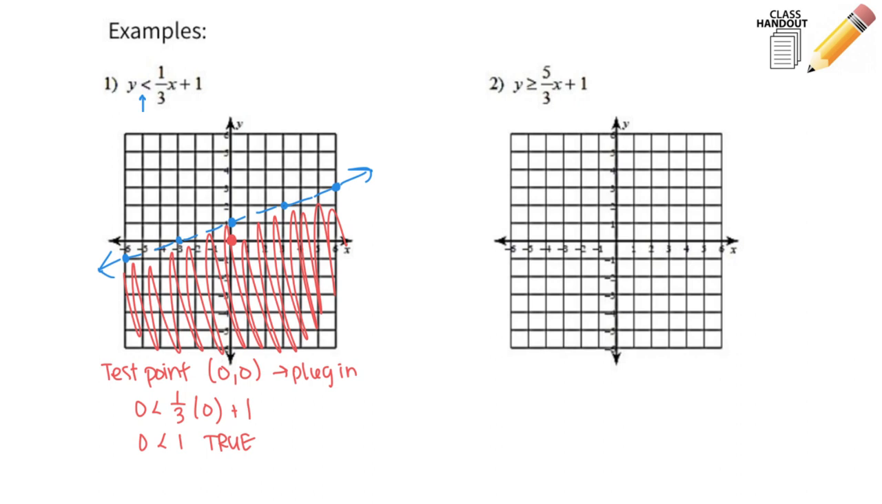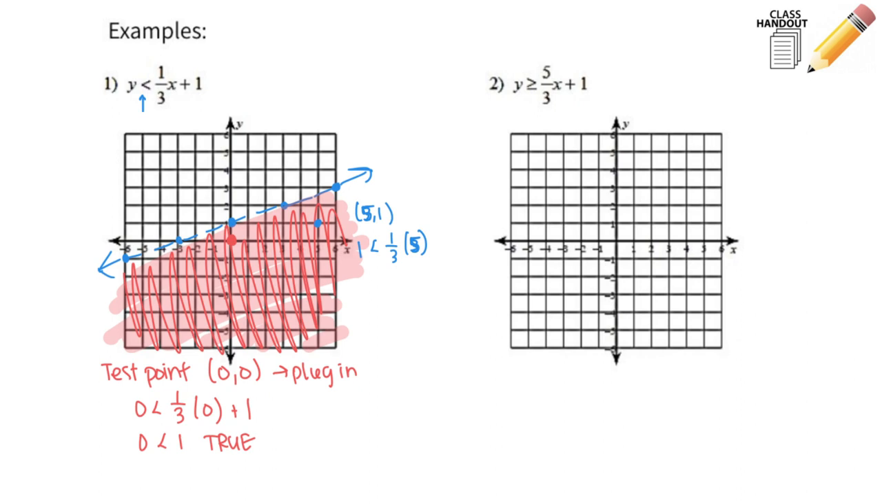This basically means that I can pick any point on this side of the line, and it would make that statement true. So all of these points below the line are considered solutions. Just to make sure that we understand, I can pick any other point on here. Say I pick this point right here, which is 5, 1. I can plug that in, and it should be a true statement. So it's 1 is less than 1/3 times 5.